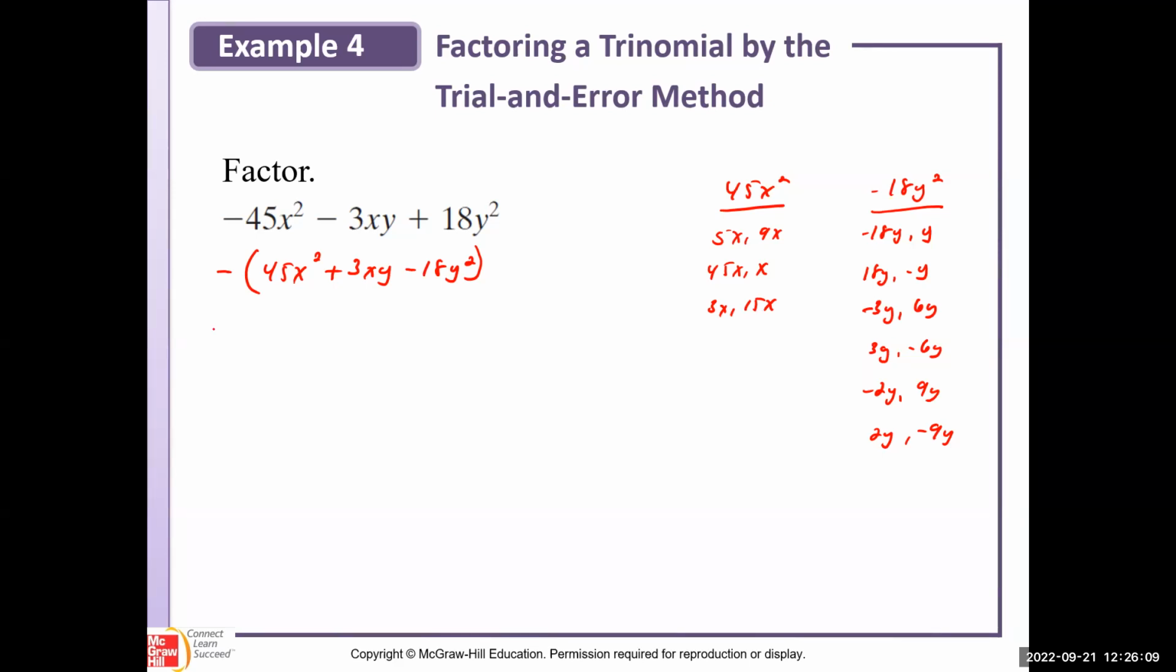And so I have to keep that negative, right? So that's the GCF that I took out. For this one, I'm going to go ahead and try the 9 and the 5 first. Right, and so I'm going to try this combination that I have here. And so what I'm going to do now is try the different versions that I have.